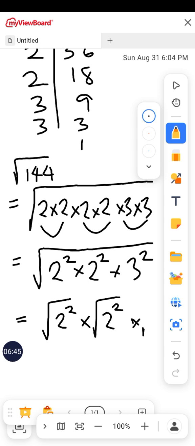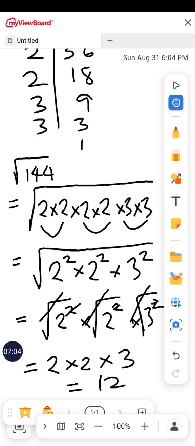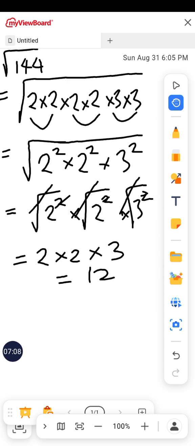When you break down your square roots, we have the square root of 2 square multiplied by another square root of 2 square, multiplied by the square root of 3 square. Your square cancels your square root, your square cancels your square root, your square cancels your square root. So at the end of it, we have 2 multiplied by 2 multiplied by 3. What is 2 times 2? 4, 4 times 3, 12. And you agree with me that the square root of 144 is 12. 12 times 12 will give us 144. So this is how to get our square roots using factor method.